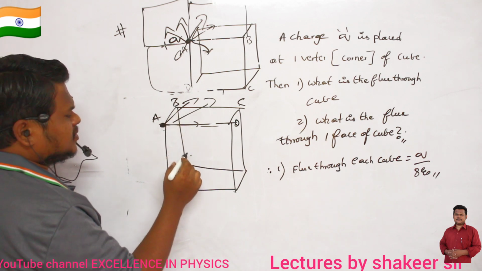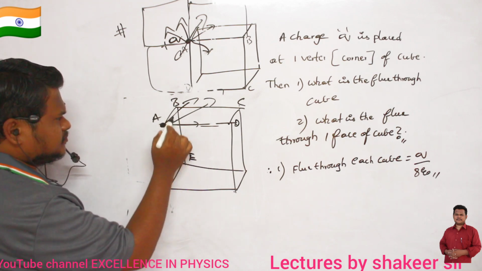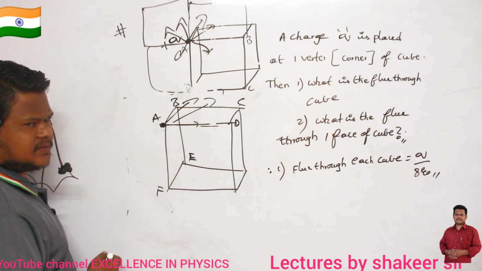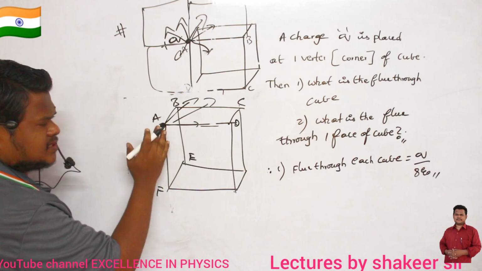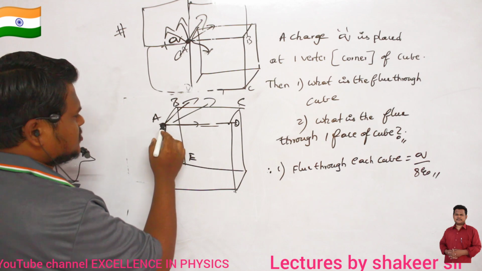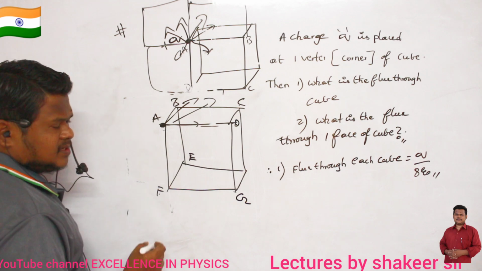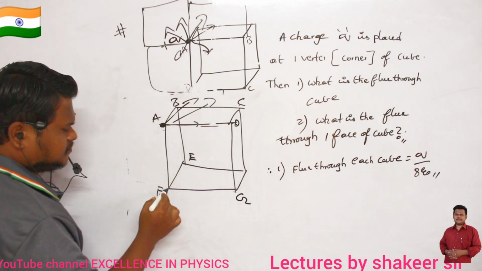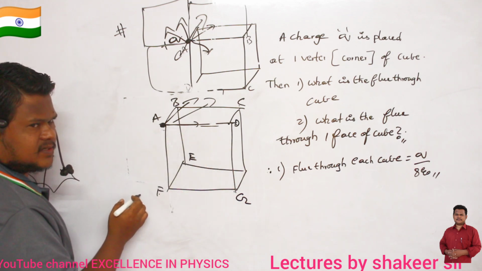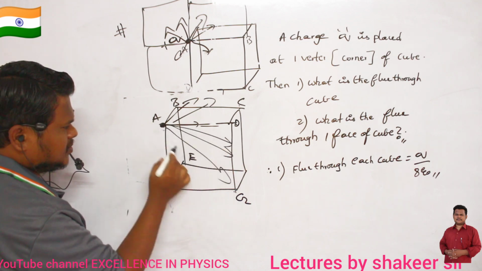Then, I will take one more face. ABCD is completed, no? EF. Clear? Can flux enter into ABEF? No, here also flux cannot enter into this one. Clear? Because flux lines will be passing parallel to AB and EF. Similarly, I will take one more face. So, A, D, F, G, this face. Can flux enter into this face? Flux cannot enter into this face also. What is the reason? Again, flux lines will be passing parallel to this face. Are you able to understand?